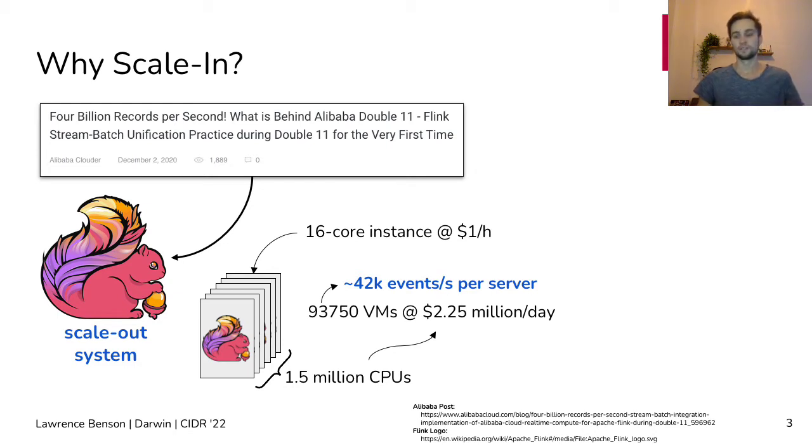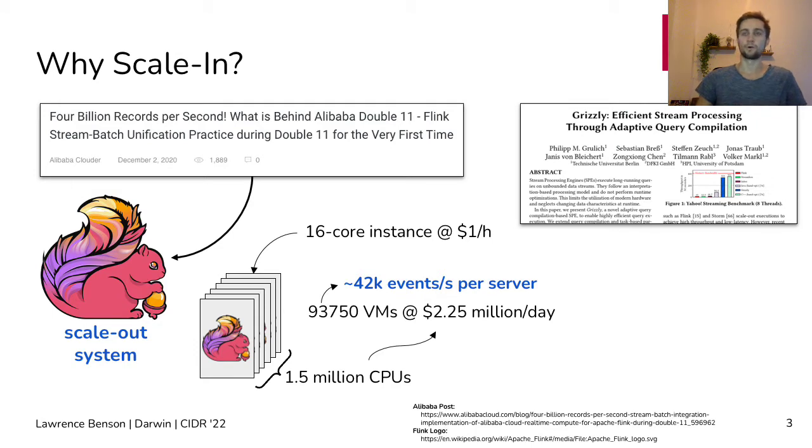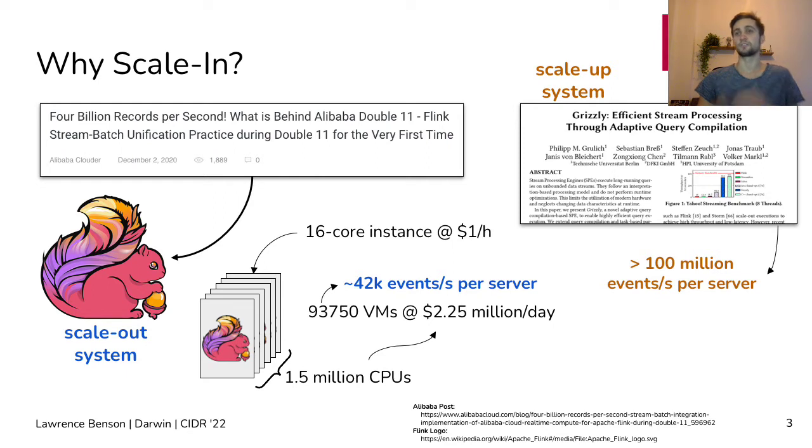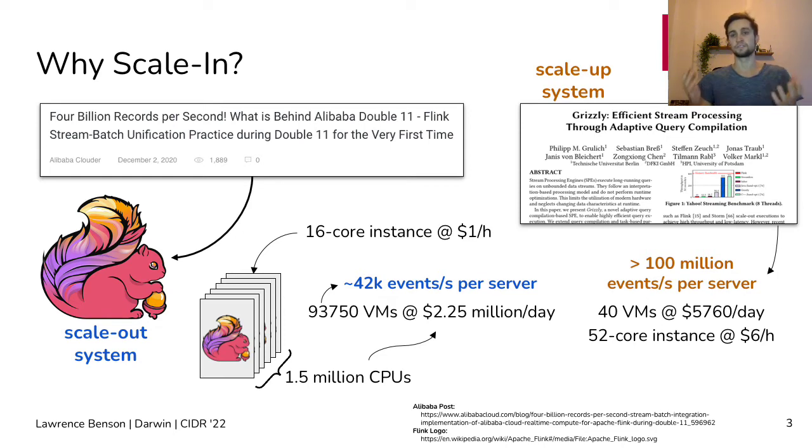which doesn't seem that much. On the other hand, we have more modern scale-up systems, for example, Grizzly, which was recently proposed at SIGMOD, a scale-up stream processing system. In this paper, the authors present a system that can achieve more than 100 million events per second on a single server. If we do the same calculation, again a bit oversimplified, we take a 52-core instance, which costs around $6 a day on Alibaba's cloud, and we can run this entire thing on 40 VMs for less than $6,000 a day. So we can see there's a huge contrast between what is currently done at Alibaba and what academia proposes.